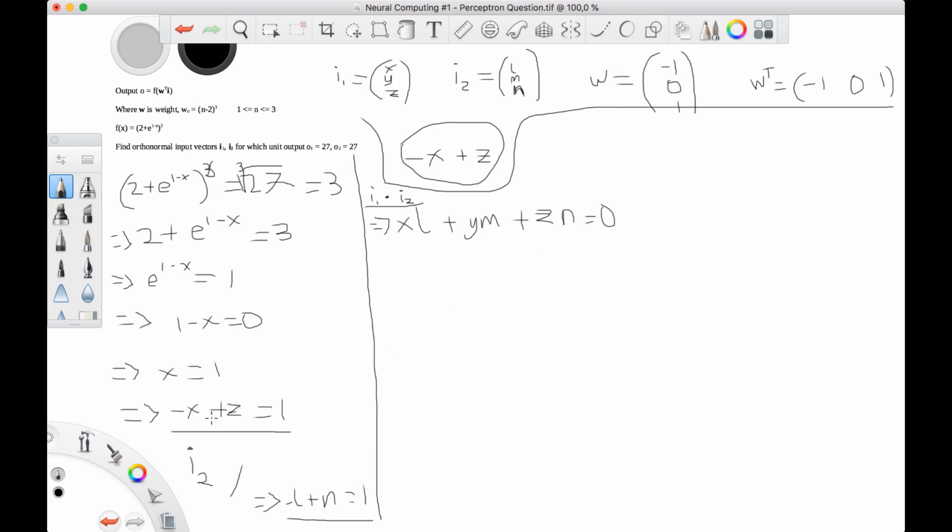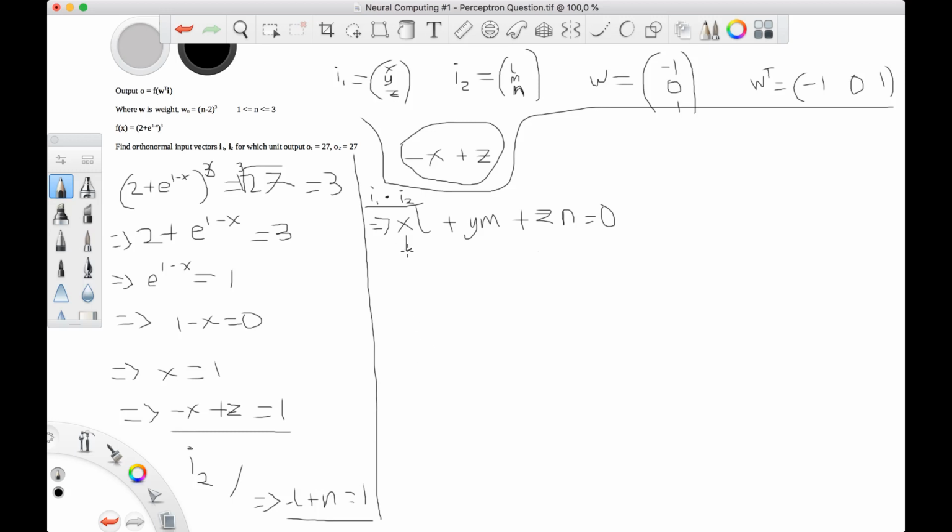Okay, so we have 3 equations now. We don't need to do anything fancy with these. We just need to find an I1 and I2 that are orthonormal and lead to this output. So let's just try, for instance: let x be 0, let z be 1, and then let L be minus 1, let n be 0. What would this give us?